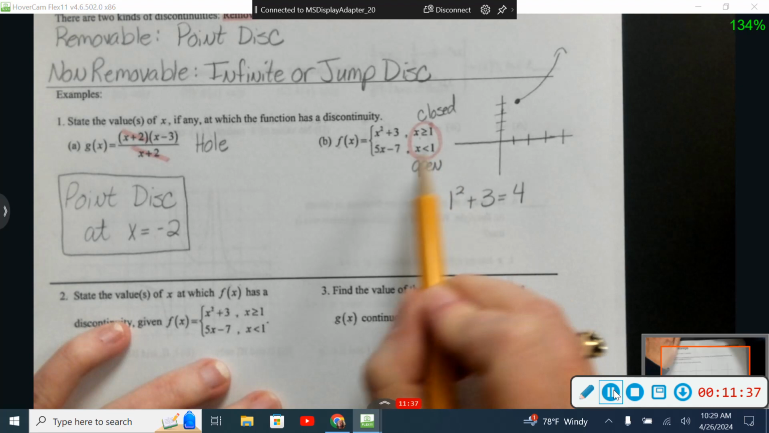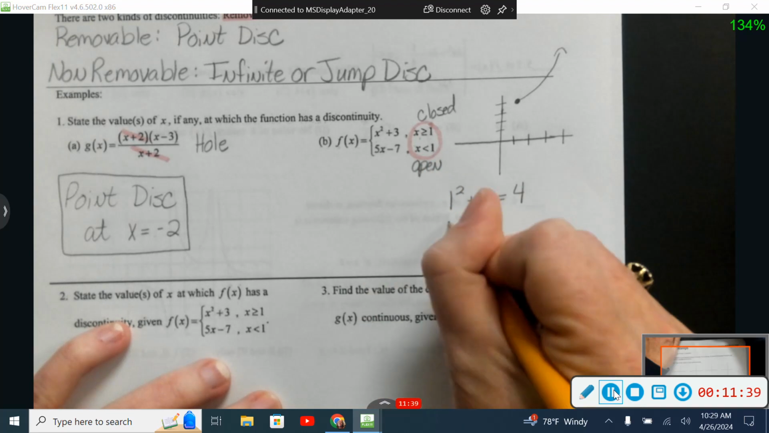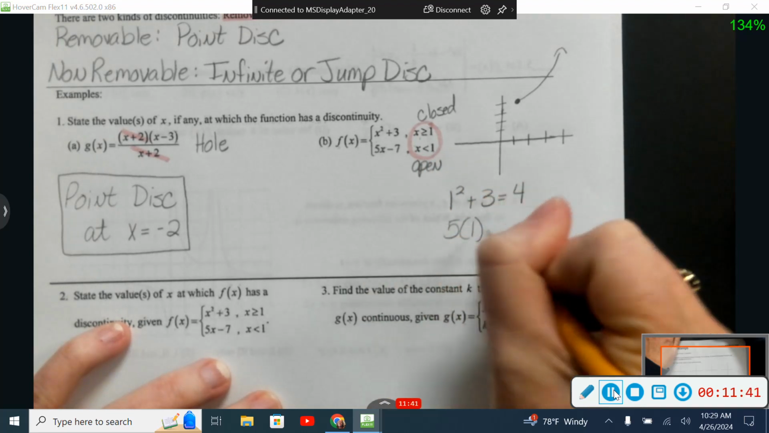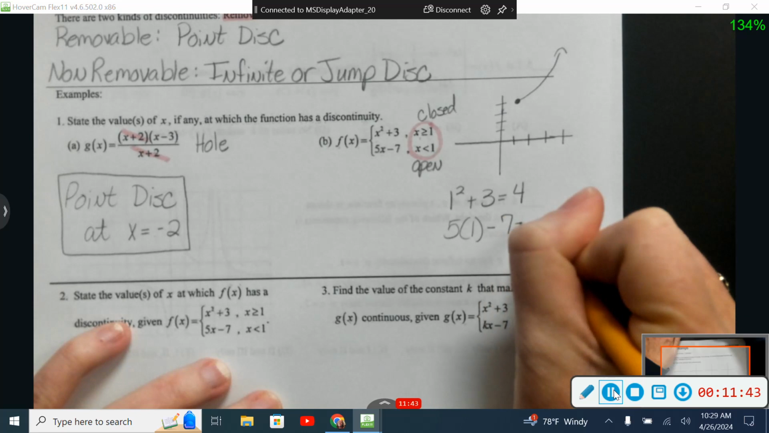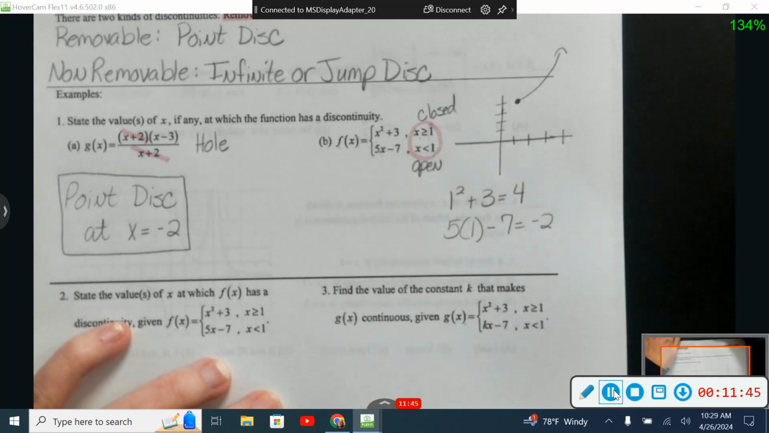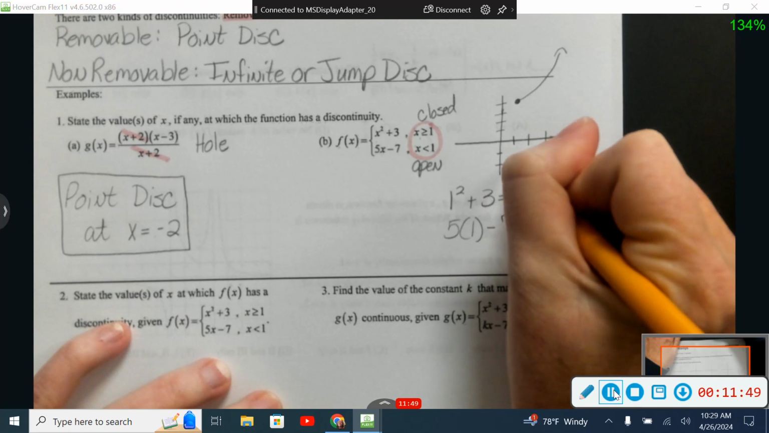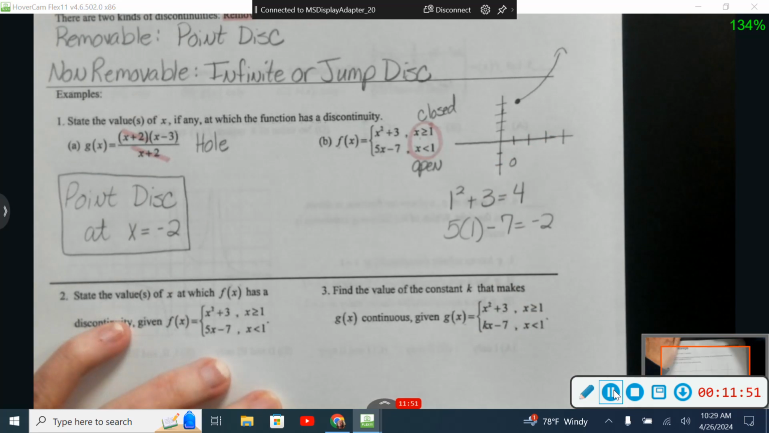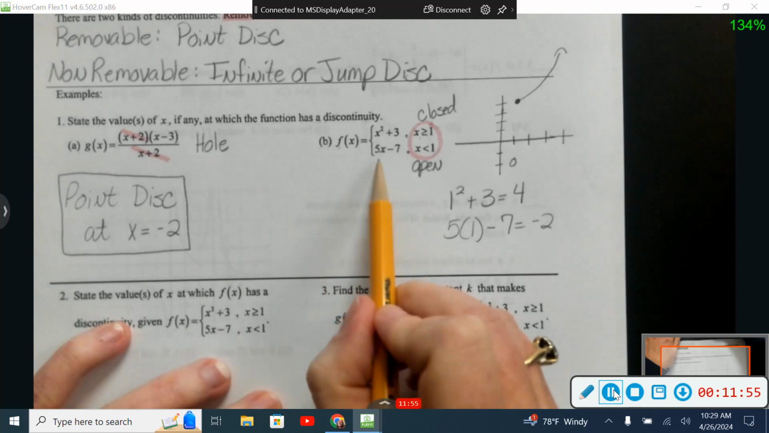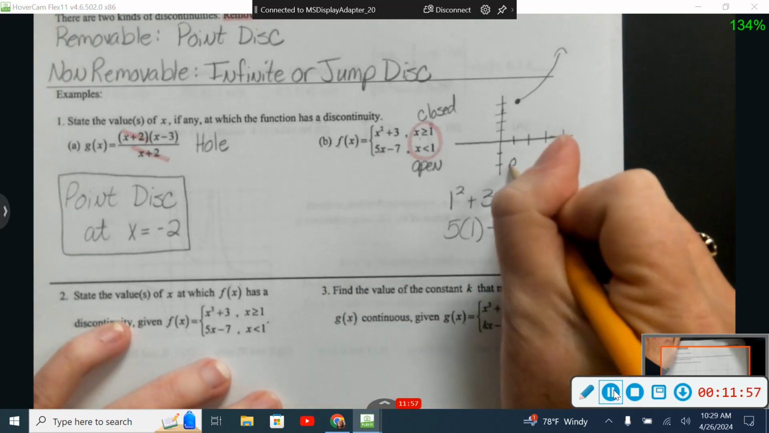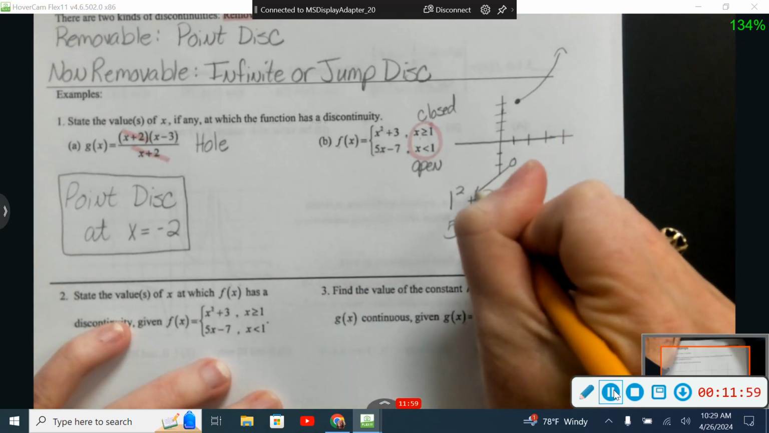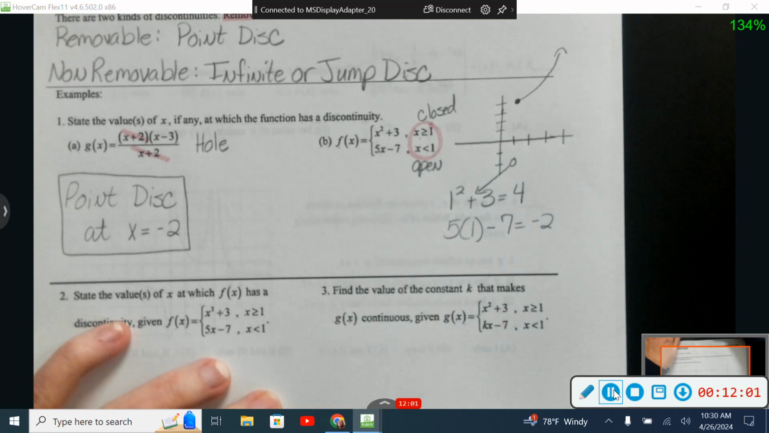Same thing on the second one down here. I'm going to take my 1 and plug it into my second function, and that's going to put me with an open circle at 1, -2. This one's just a line. When I look at 5x minus 7, I know that it's going to be a line, and again, I'm not really all that concerned with the slope of it or anything like that. I'm just trying to see the discontinuity.